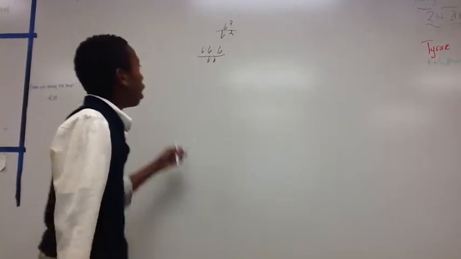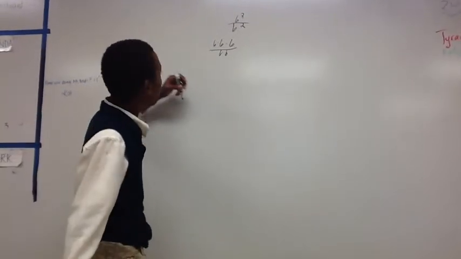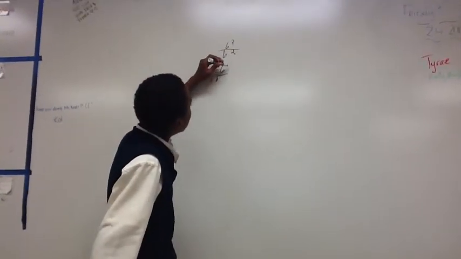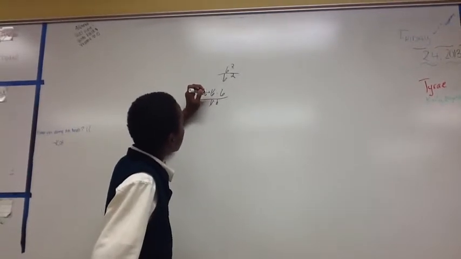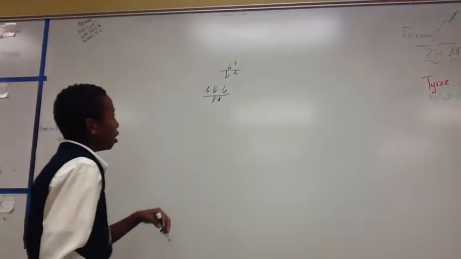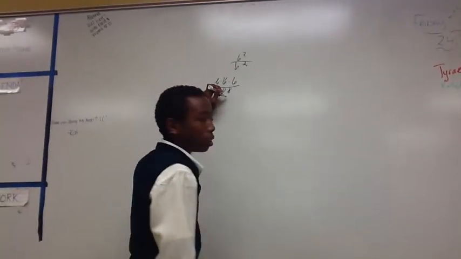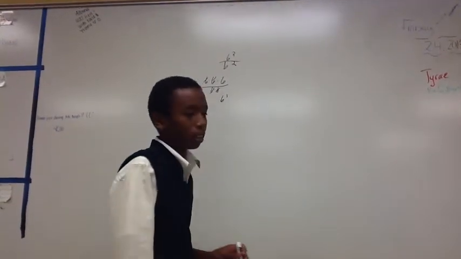Now, I just put it as multiplication, but you really don't have to do that. All you have to do is cancel out. Here's one 6, there's another, and then this one cancels out. Now they leave you with one 6, but then you just put a 6 to the 1, and that's your answer.